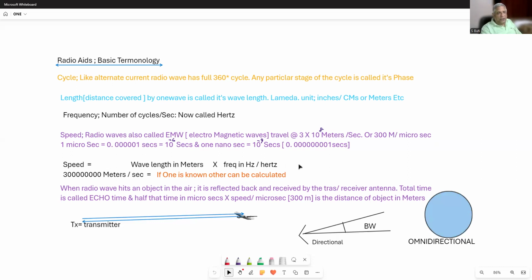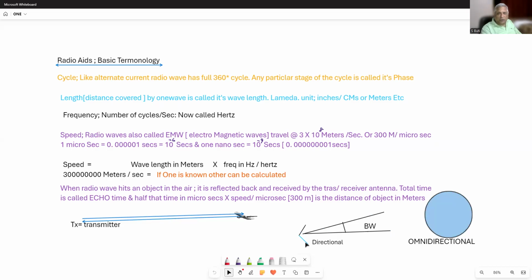Radio waves have a property: when they travel through the air, they are reflected back by solid objects. The radio wave transmitted by the transmitter, after hitting the object, in this case an aircraft, is received back by the same transmitter through a transmitter and receiver aerial. A radar has a rotating aerial, a directional aerial.